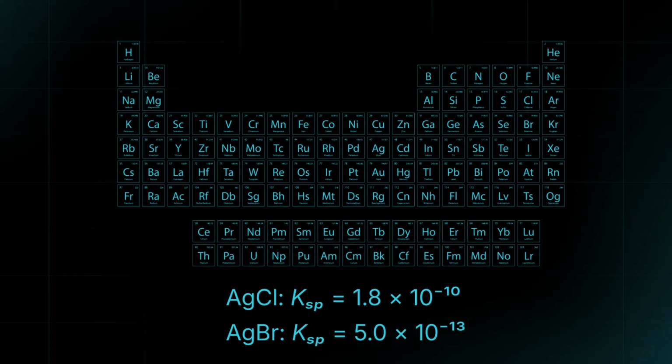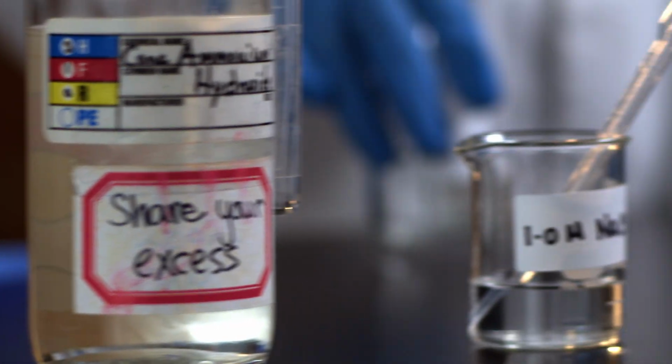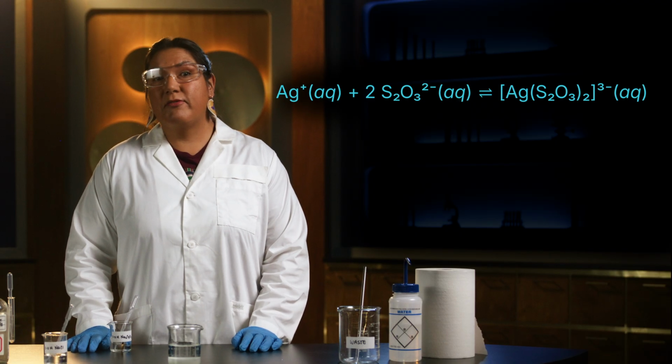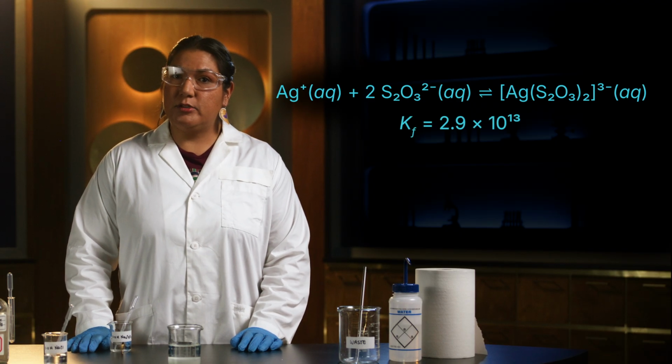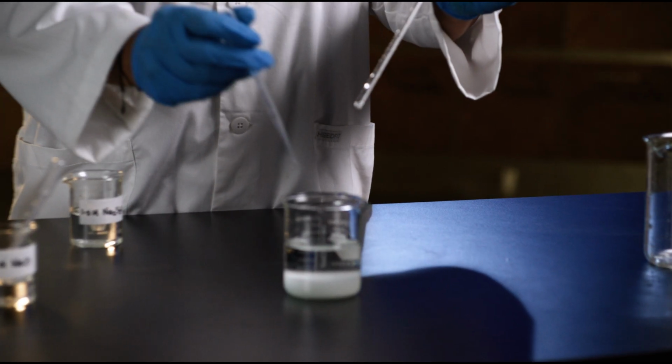Because bromide ions form a less soluble compound with silver, the equilibrium shifts and the silver precipitates out as silver bromide. To this precipitate, let's add another Lewis base, thiosulfate. That forms a highly stable complex ion with silver, with a very large formation constant of 2.9 times 10 to the 13. Let's see what happens now.